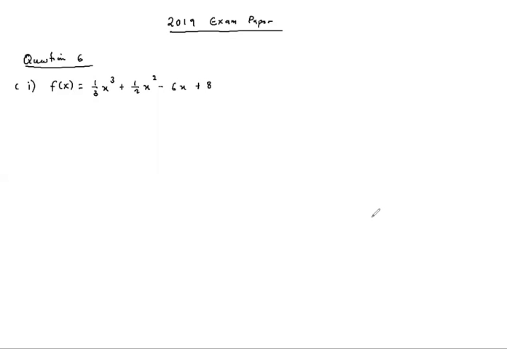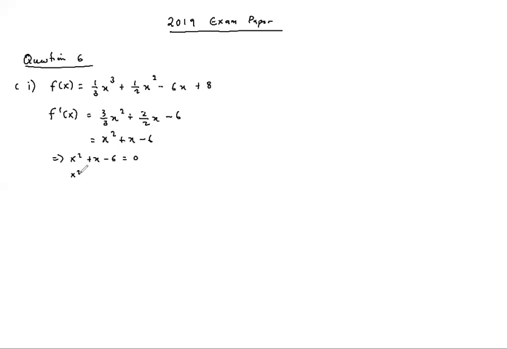Okay, so it's a continuation. We differentiate. Here we agree that we should differentiate. You find f prime of x. That will be 3 over 3x squared plus 2 over 2x minus 6. That is x squared plus x minus 6. And then you equate this to 0. You're looking for critical points.